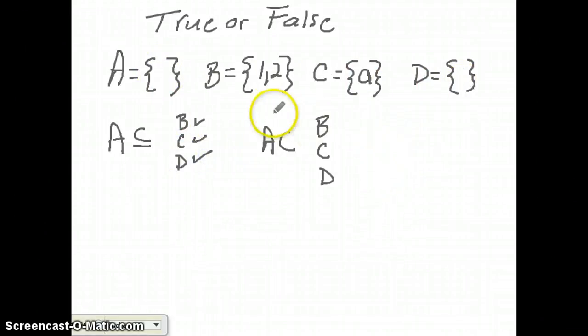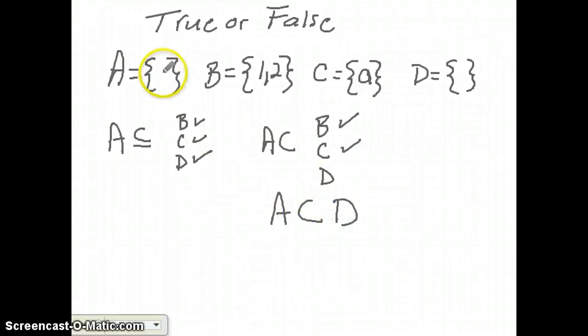Let's try this again. Is A a proper subset of B? Does A have less than B? Yes. Does A have less than C? Yes. Does A have less than D? Think about it. Is A a proper subset of D? There's nobody here, and there's nobody here. No, that's not true. So that is false. Everybody else is true. All right, I hope that helps.